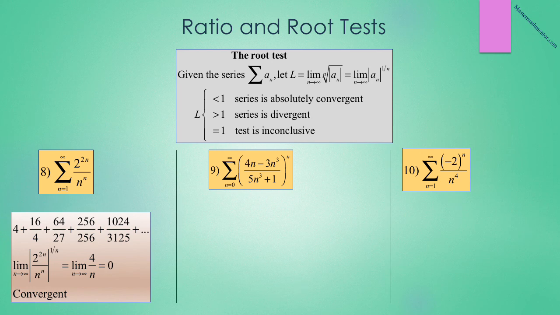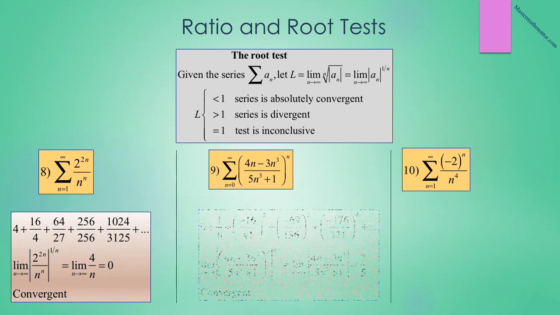We look at the limit as n approaches infinity of the absolute value of 2 to the 2n over n to the n, and that is all raised to the 1 over n. Remember that powers to powers simply multiply the powers, and therefore we have the limit as n approaches infinity of 2 squared, which is 4, over n to the first. And that is equal to 0, meaning that we are looking at a convergent series.